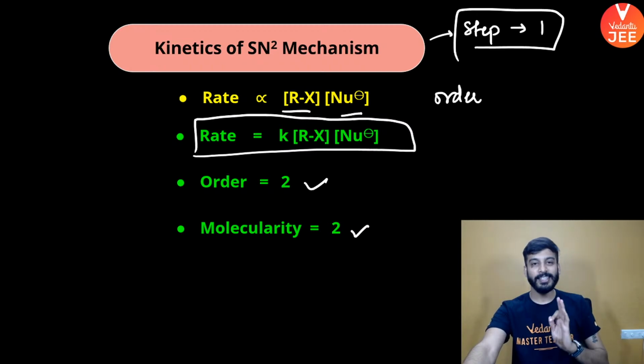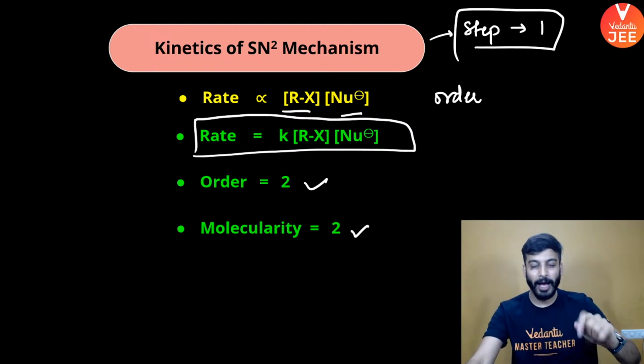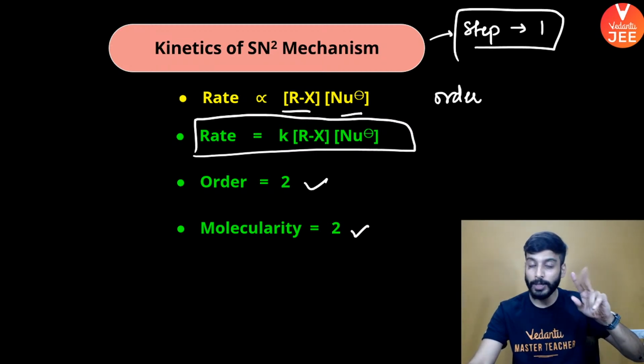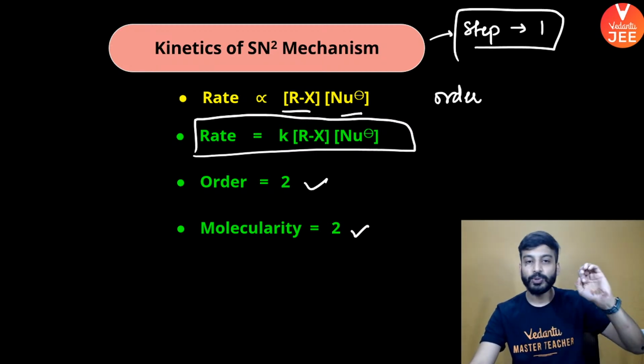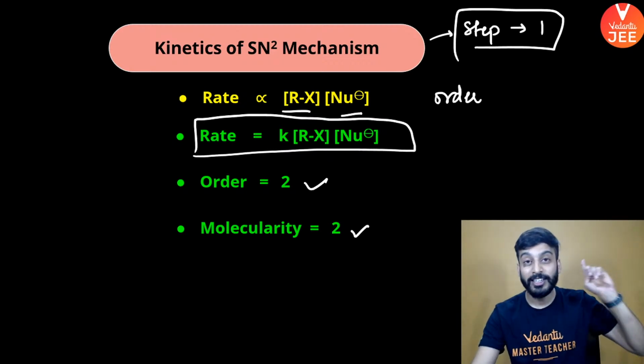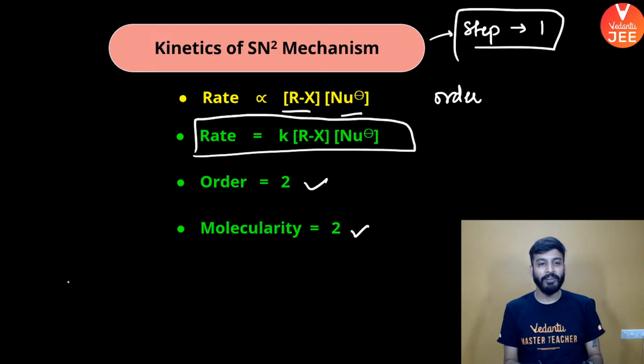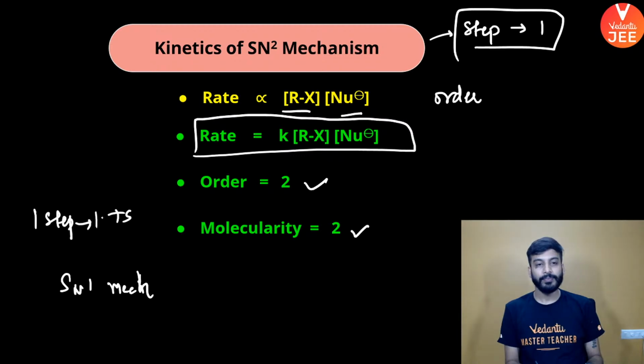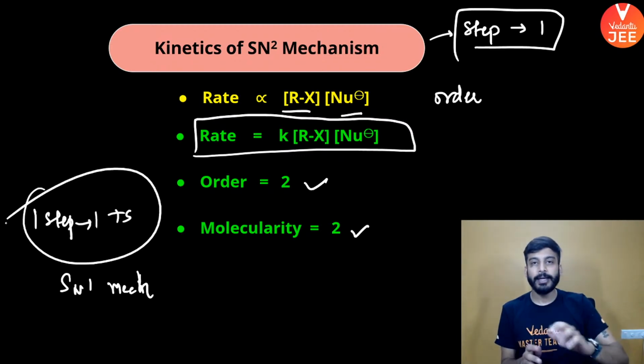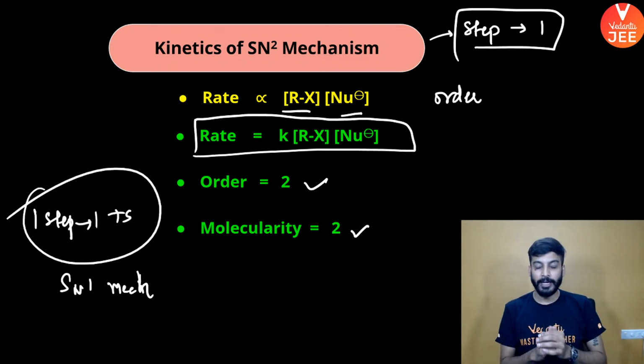So see the key points. Nucleophilic substitution reaction SN2 happens in one step. Rate of the reaction is dependent upon both the terms, nucleophile and alkyl halide. Order is 2, molecularity is 2, gives 100% inversion. I hope everyone understood this. ठीक है बेटा. In the previous session, if you attended my SN1 mechanism, I gave you a very, very important trick that one step means 1 TS. If a reaction has one step, it will pass through 1 TS.